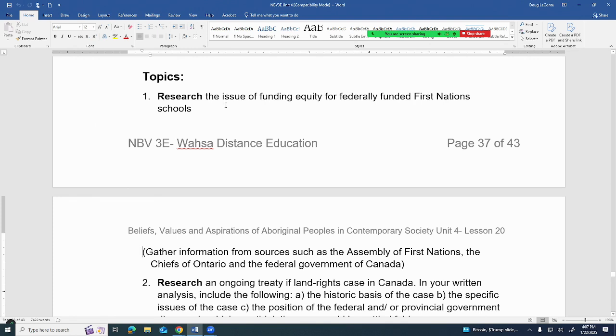Number one, research the issue of funding equity for federally funded First Nations schools. So it says research. That means you'll probably have to go on the internet and you can simply do a Google search for something like funding equity for federally funded First Nations schools.